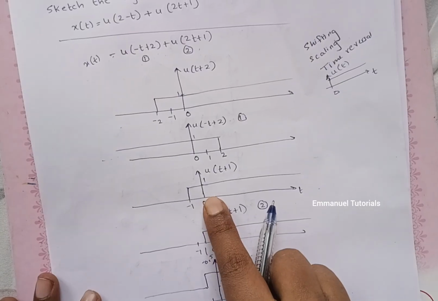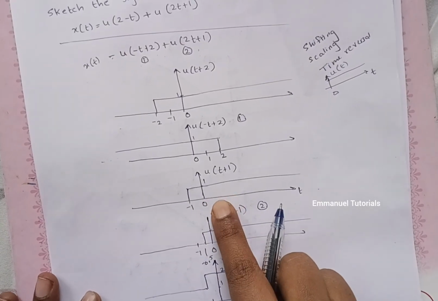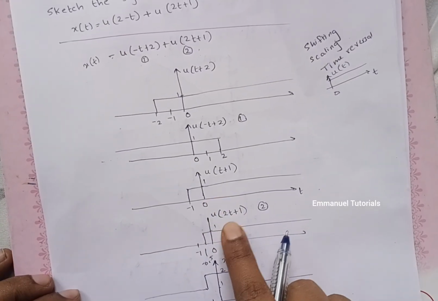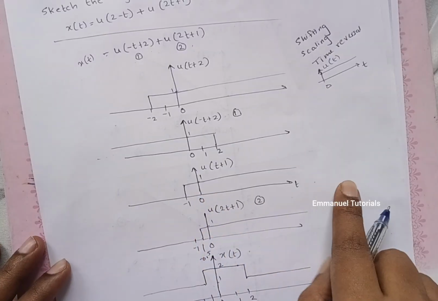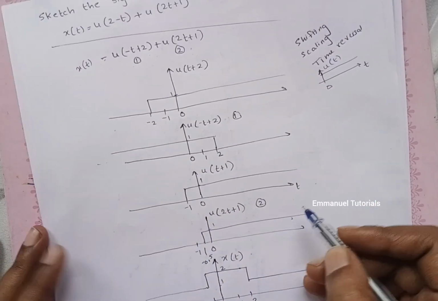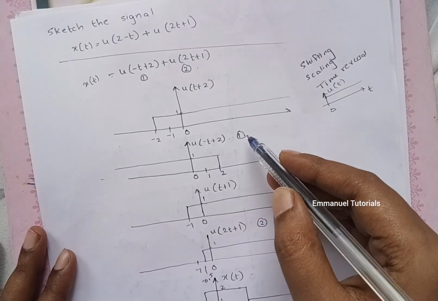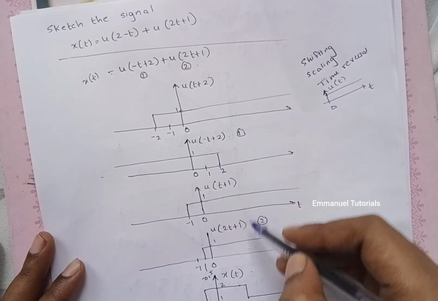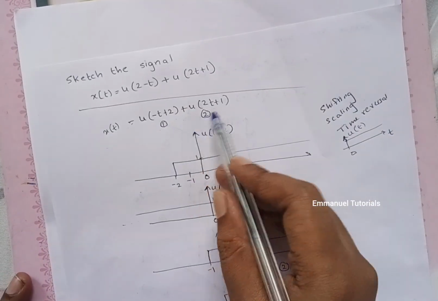And the signal at 0 will be at 0. At 1, it will be at 0.5. But it's going to continue till infinity. So that will not make a difference. So we have just drawn the signal as it is. So we have got the second part as well as the first part of the signal. Now what we need to do is add both.